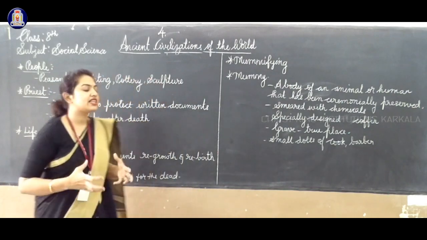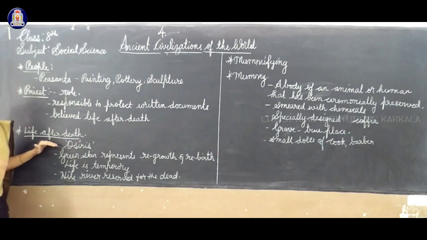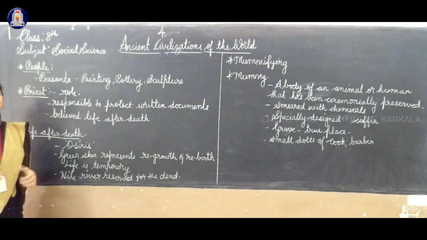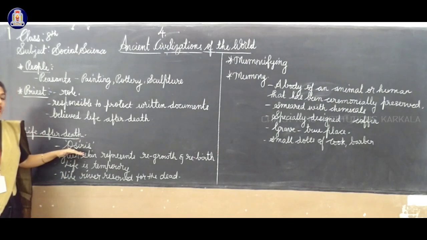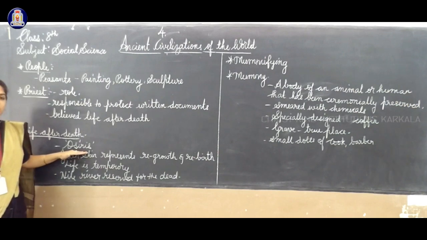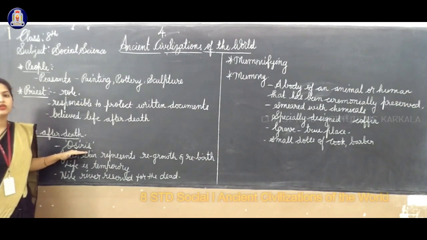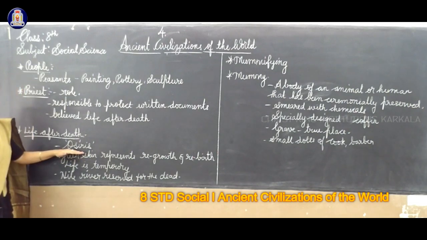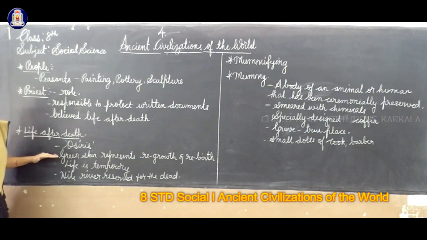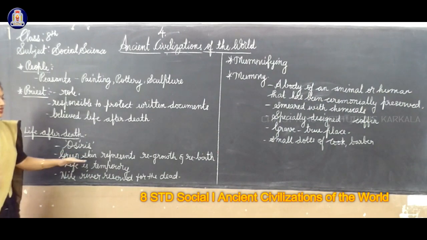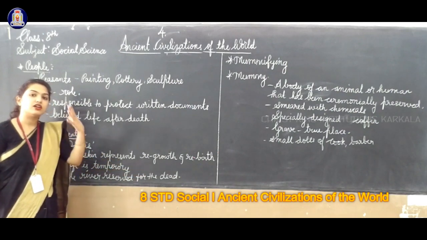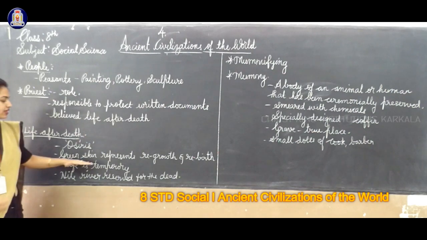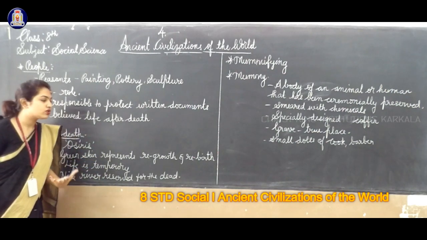Now let's learn about what is life after death. After a man dies, he has to give his account or a record of his deeds, what he has done during his lifetime, to the god Osiris. Osiris is the most powerful god of life and death. I will show you the image of god Osiris. The green skin over his face and chest represents regrowth and rebirth. Just have a look at the picture.